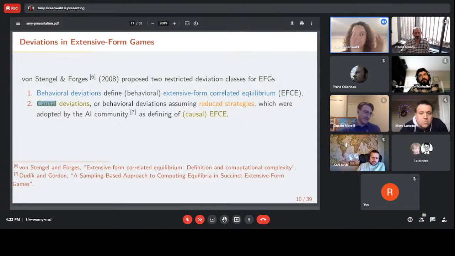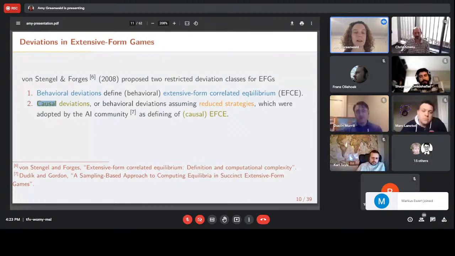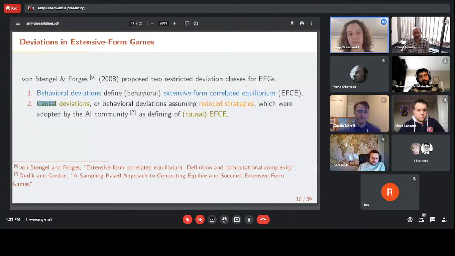That's just because every time you have a deviation class, you get a corresponding notion of equilibrium. That was kind of what I was saying in my 2003 paper, right? You define the Phi class of deviations, and now you have the Phi equilibrium that you will converge to if you minimize regret with respect to that class of deviations. So same thing here: we have the behavioral deviations, and they define the behavioral extensive form correlated equilibrium, which they called extensive form correlated equilibrium. And another idea, causal deviations, which is similar, also using behavioral deviations, something called reduced strategies.